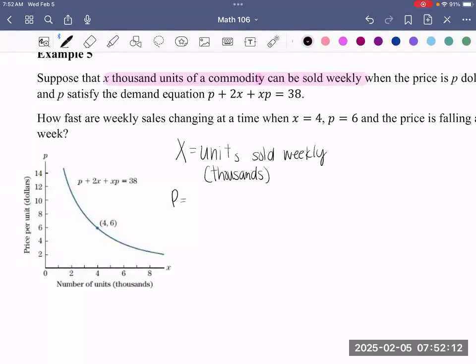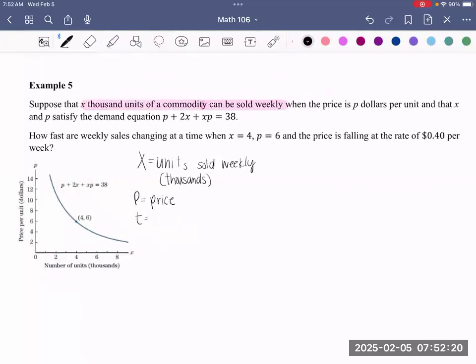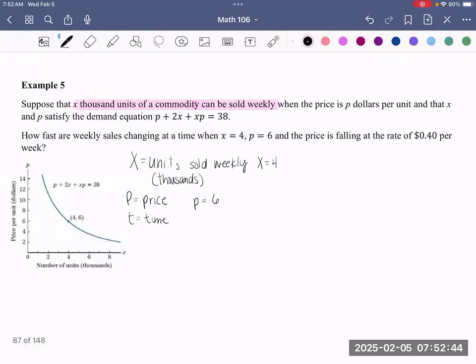So what is p? The context of p. p is price. We do know we have a t here, and we want to know your time, right? So t is time. We also know that x is equal to 4, or 4,000 in the context of our problem. p is equal to 6. Now we're also given this 40 cents, right? Well, what is the 40 cents really talking about? Well, it says the price is falling at a rate of 40 cents per week.